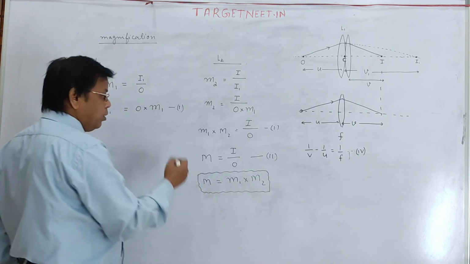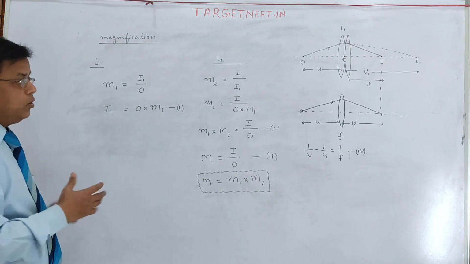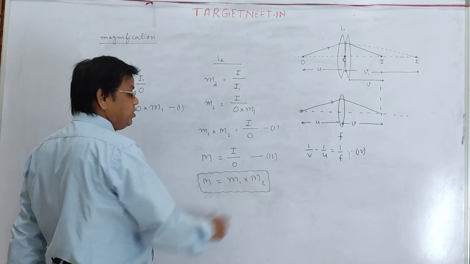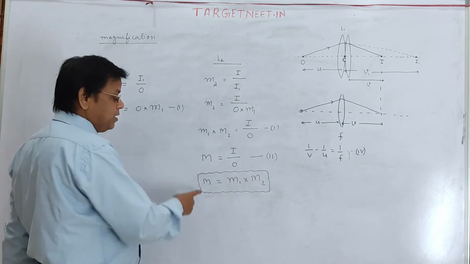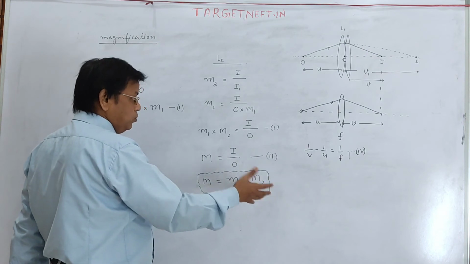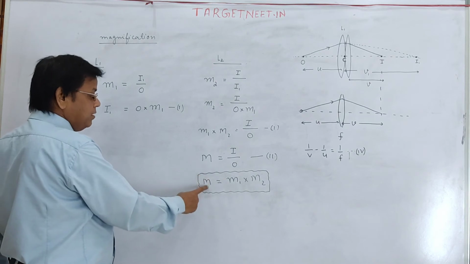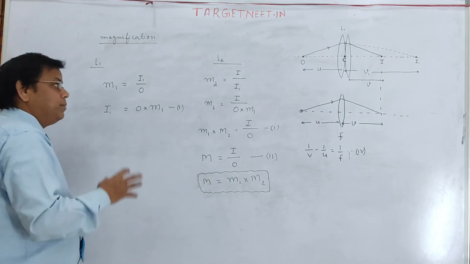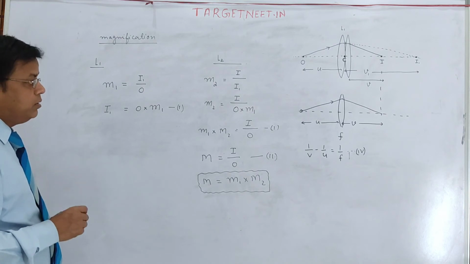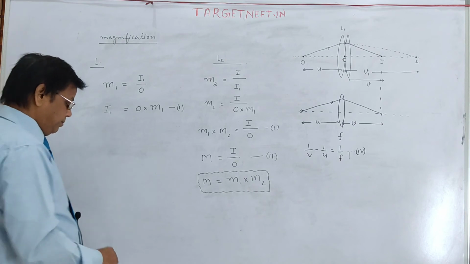So why we use combination of lenses? In order to get higher magnification, because if you put 3 lenses, magnification will be m1 into m2 into m3. If you put 4 lenses, magnification will be m1 into m2 into m3 into m4. So larger number of lenses used, greater will be magnification. So sometime we need large magnification. Single lens cannot produce that magnification.